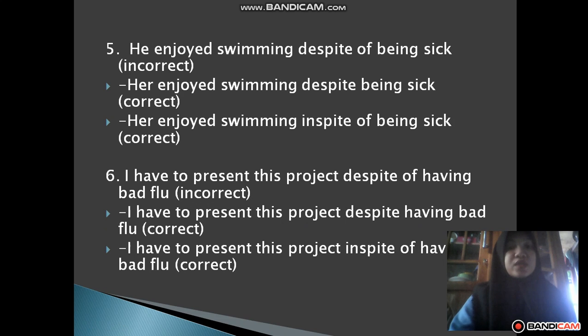Number 5. He enjoys swimming despite of being sick. Or incorrect. Next, he enjoyed swimming despite being sick. Or correct. Last, he enjoyed swimming in spite of being sick. Or correct. Mengapa pada bagian pertama salah atau incorrect? Karena seharusnya despite tidak boleh diikuti oleh konjungsi of setelahnya. Yang benar adalah pada bagian kedua, despite. He enjoyed swimming despite being sick.